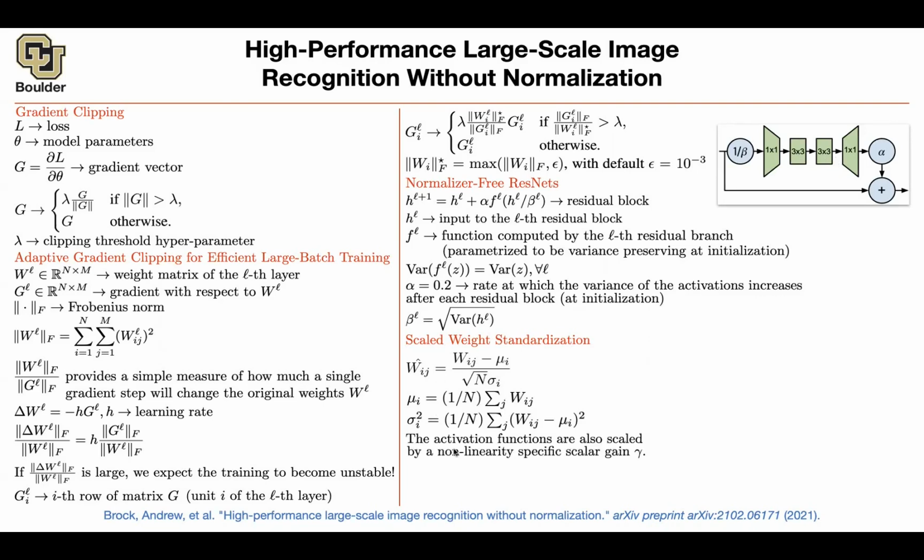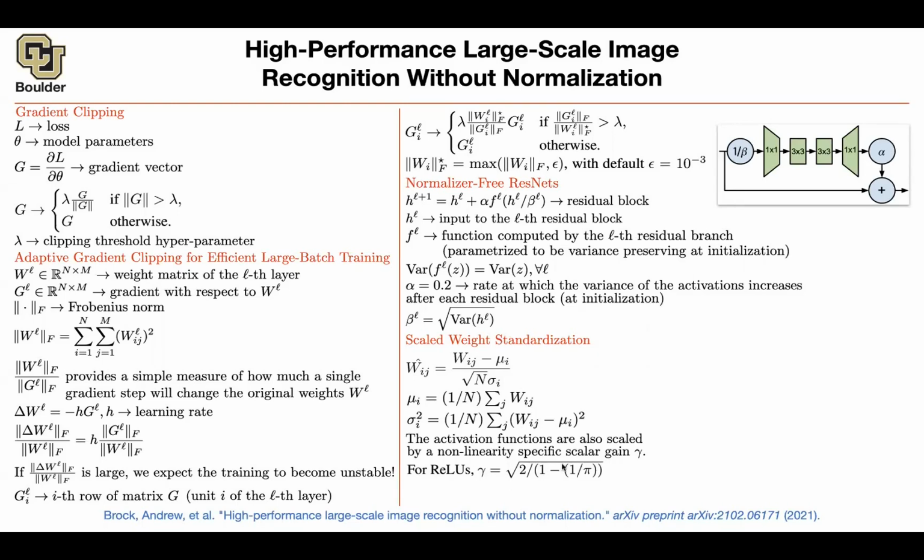If everything was linear and nice, then you would just stop there. Scaled weight standardization is going to give you that. But then there are some nonlinearities in between. How do you control it? You multiply your ReLU by gamma, which you're going to find through careful math.